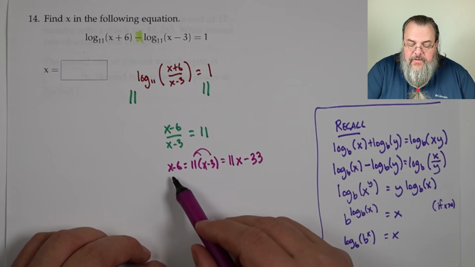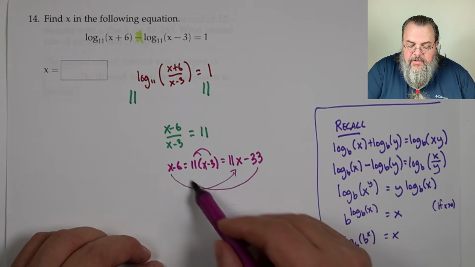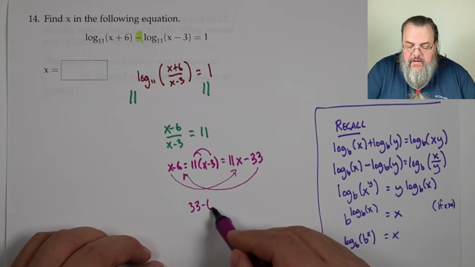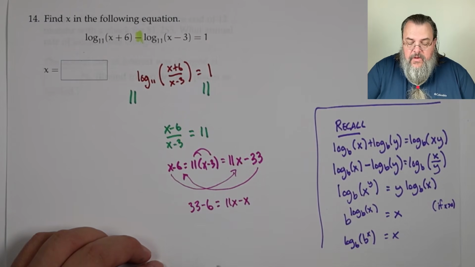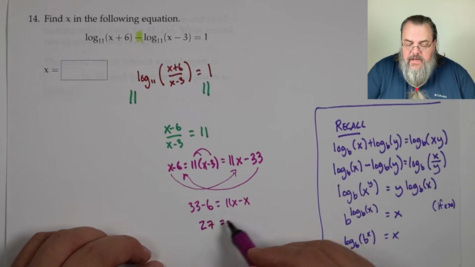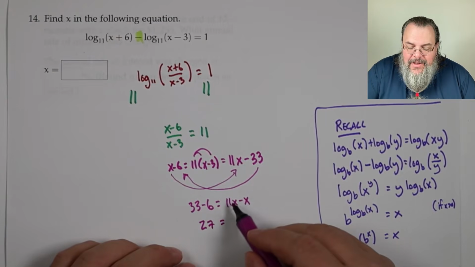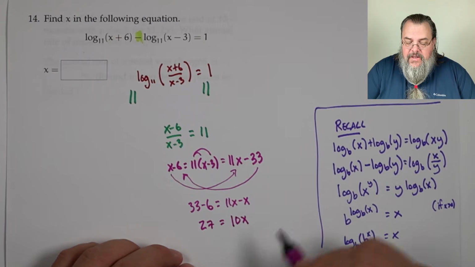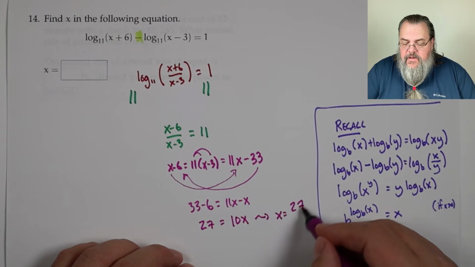Now we'll move some terms around. We can move this x across, and we can move this 33 across, and we'll get 33 minus 6 is equal to 11x minus x. Well, 33 subtract 6 is 27. And if you're getting uncomfortable with some of these computations, it's okay to use the calculator. 11x minus x is 10x. And we come to the conclusion, x is 27 over 10.